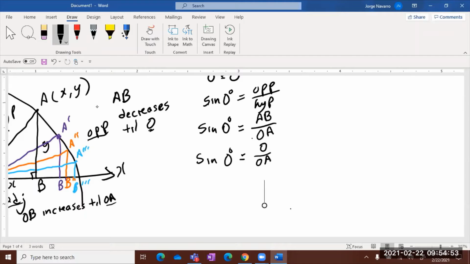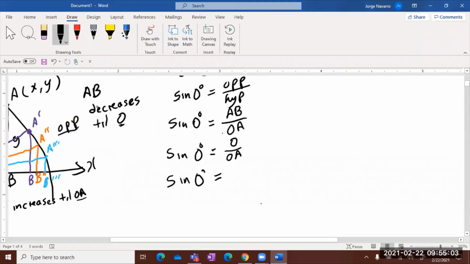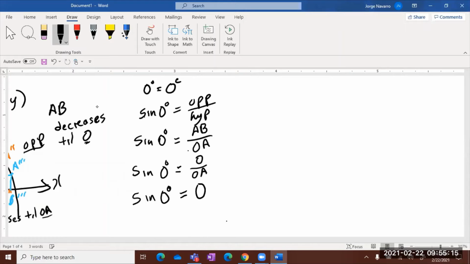So what happens next then? If I take 0 and divide it by any number, what do I get? Guys, what do I get? 0. 0, right. So 0 degrees gives you a sine value of 0. Okay. Let's look at cosine.